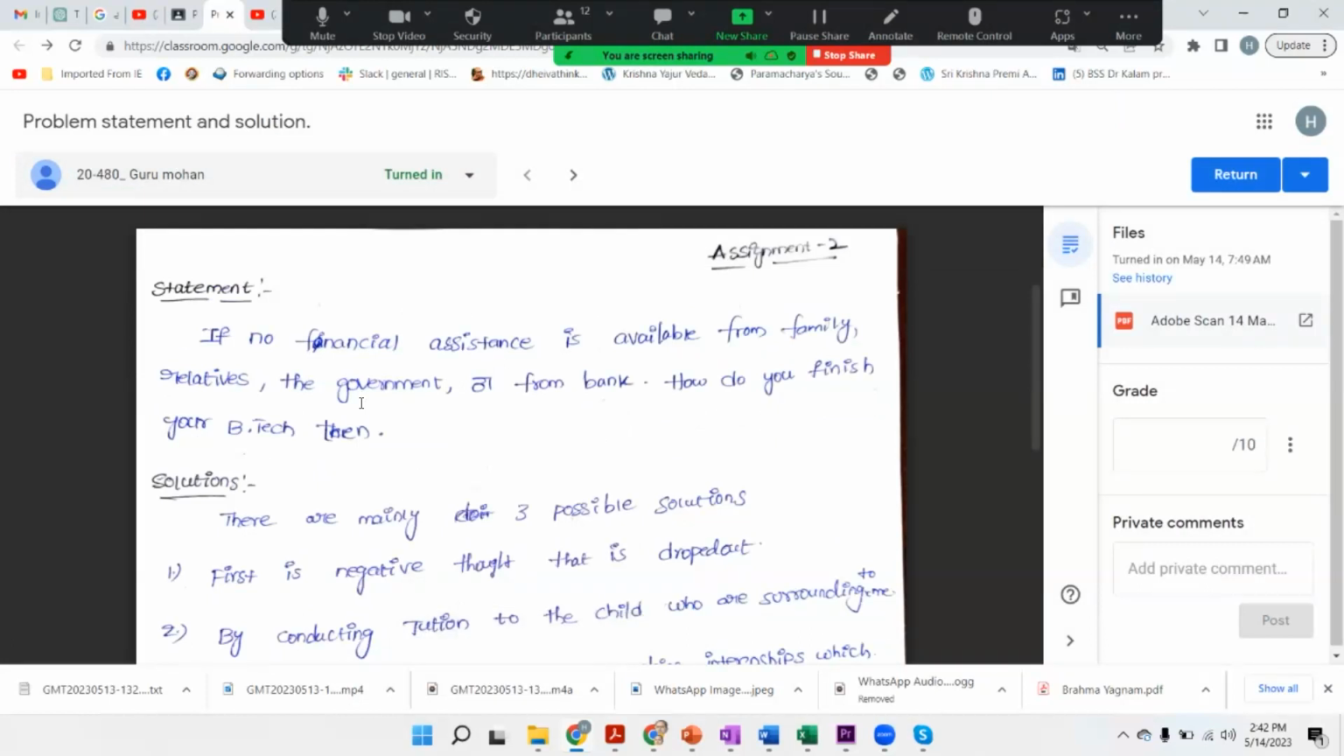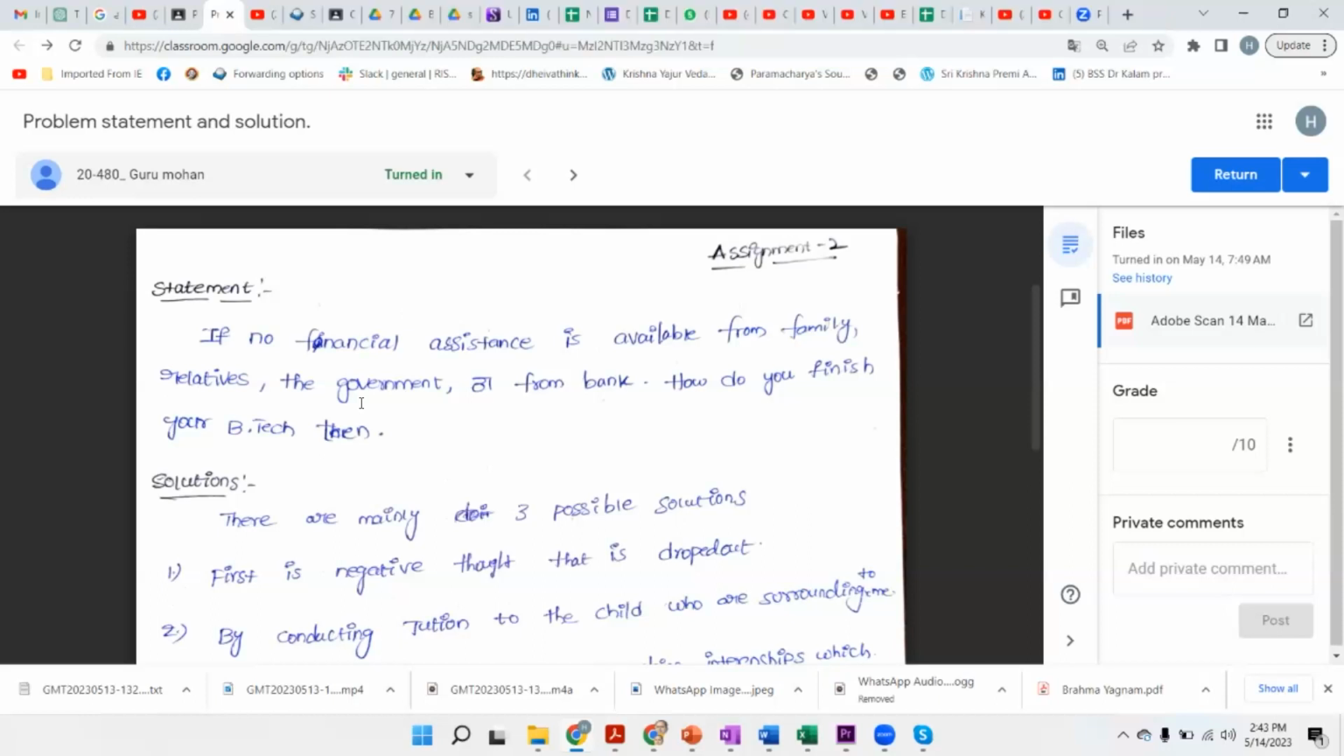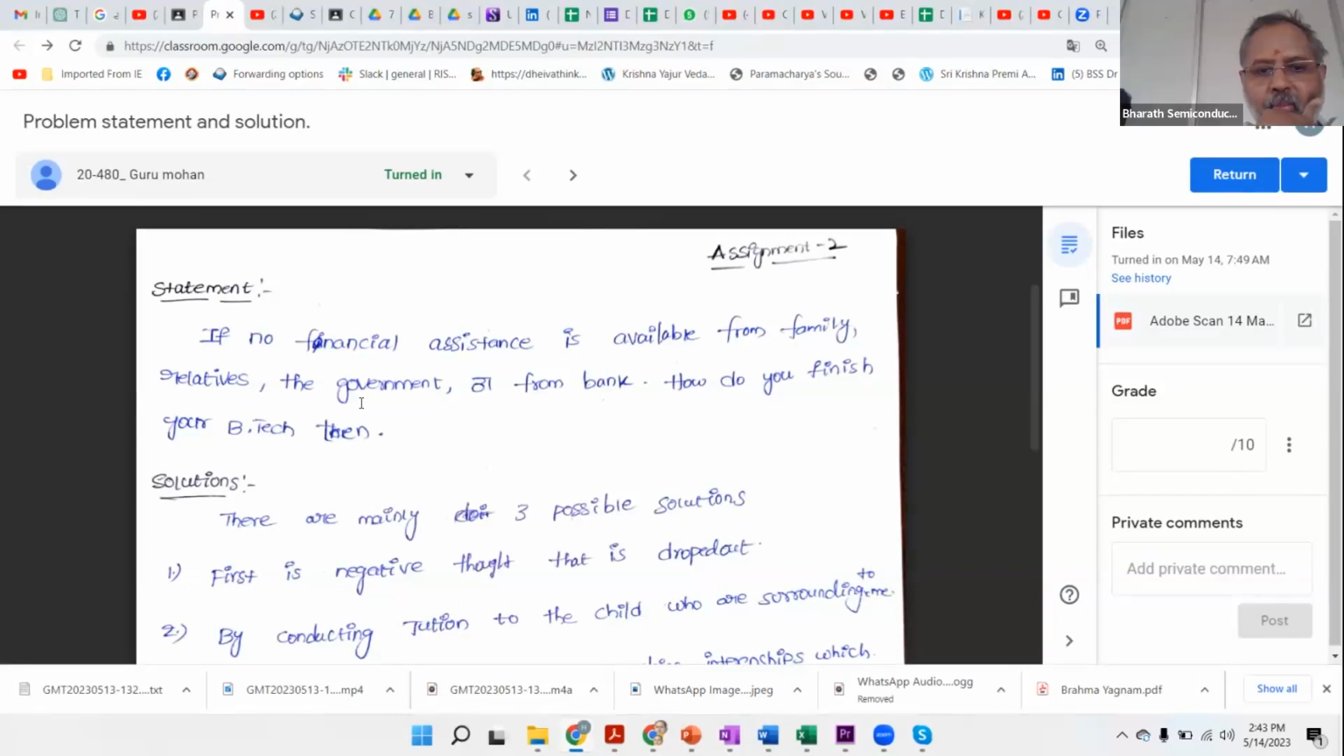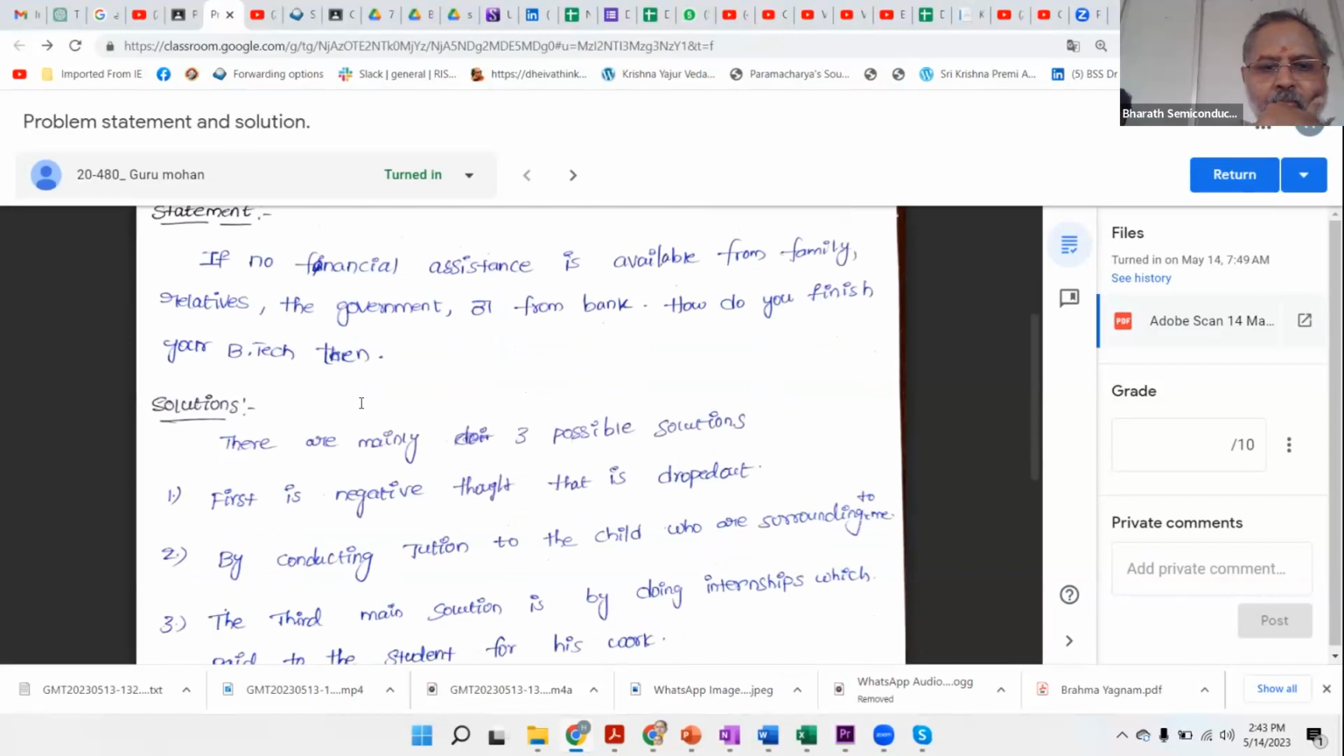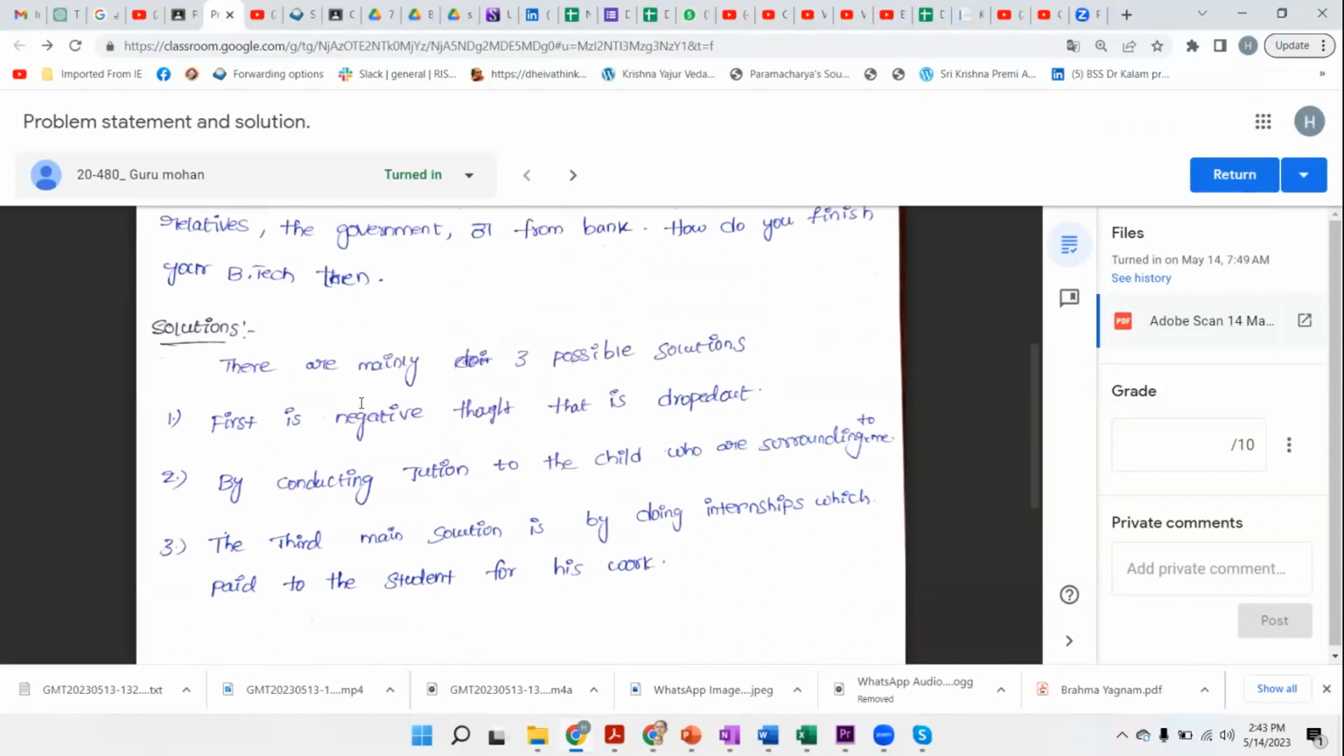If there is no financial assistance from family, relatives, government, or bank, how will you finish your BTech when you are in second year? Very good. There are three possible solutions, sir. One is to drop out, and one more is by conducting tuition to the surrounding children. Excellent. The other one is a part-time job.